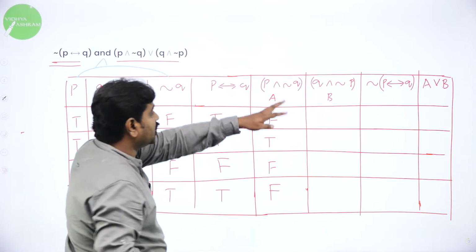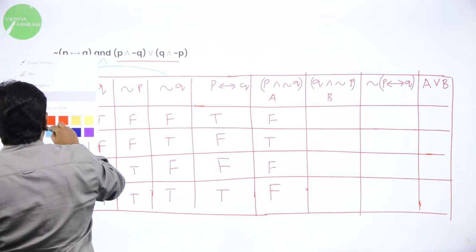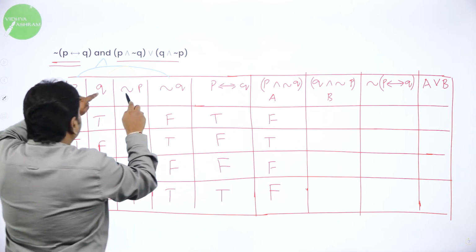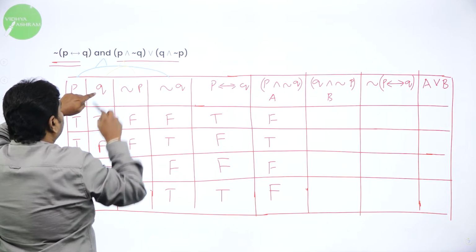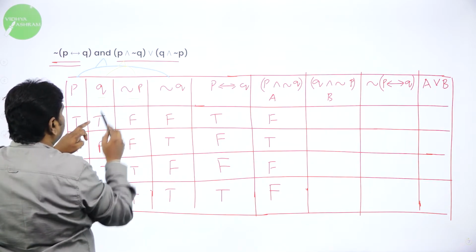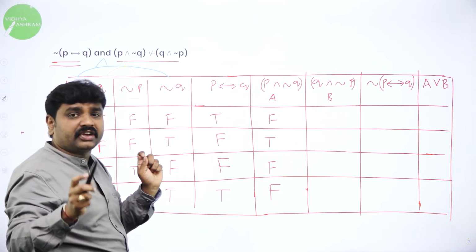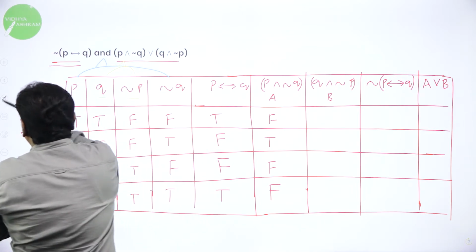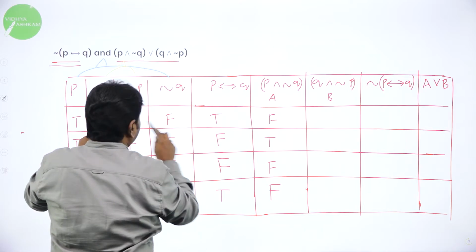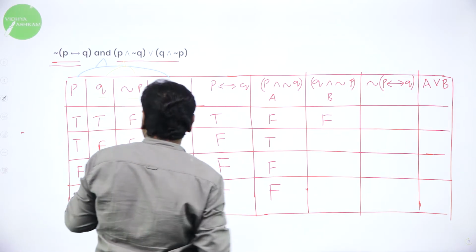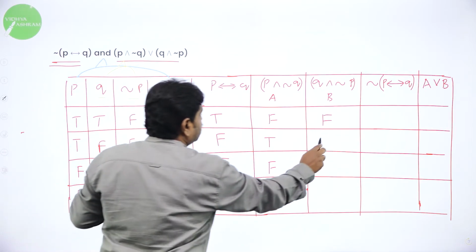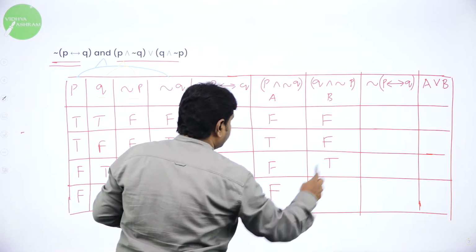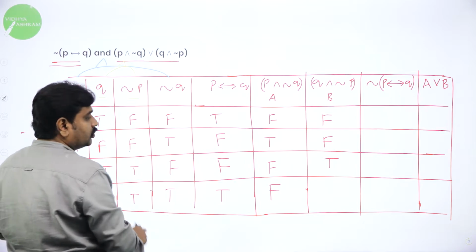Then Q and not P. We have to do Q and not P. So for this Q and P, we should apply AND operation. What is the logic of AND? If any one statement is false, result is false. So true and false makes result what? False. Again false and false, result is false. True and true, result is true. And false and true, result is false.